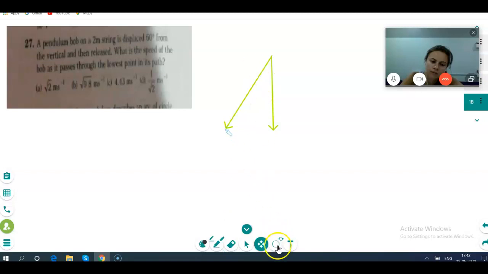You should make some circle here. Yes, circle. And then this is 60 degrees. Then what is the speed of the bob as it passes through the lowest point of its path? The lowest point is going to be here in the middle, as it passes through here. So we need to find the velocity at this point.